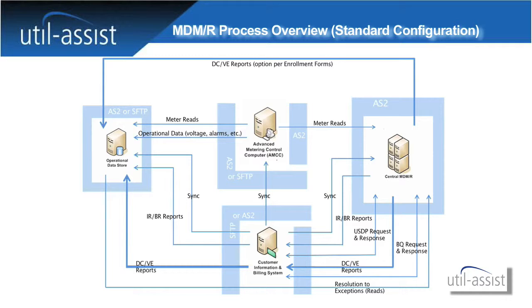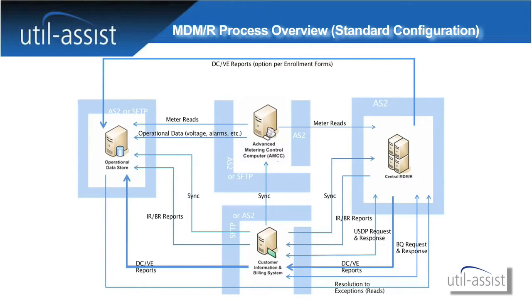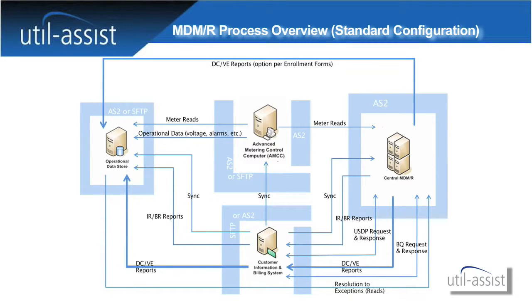The utility may submit files between the AMCC, CIS, and ODS using the AS2 or the SFTP, Secure File Transfer Protocol. Regardless of the utility's configuration, there are some underlying rules. Only two parties can submit AMI data for any SDP, and BQ request files must be provided to the party that sent the BQ request file.